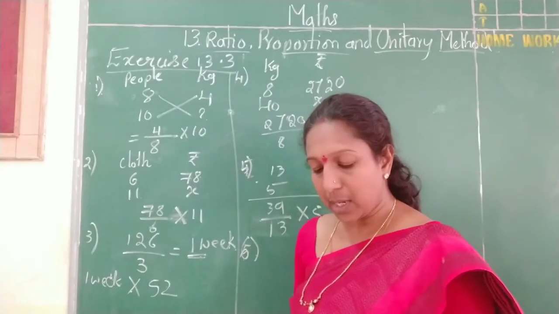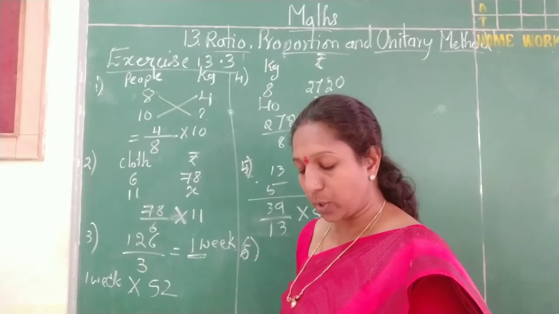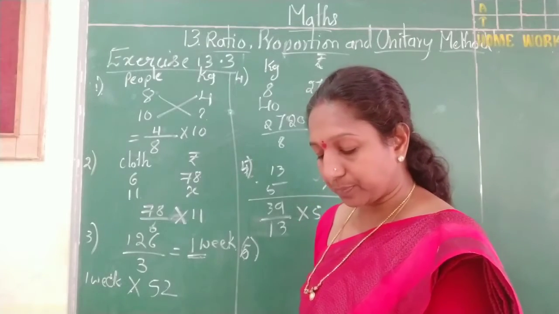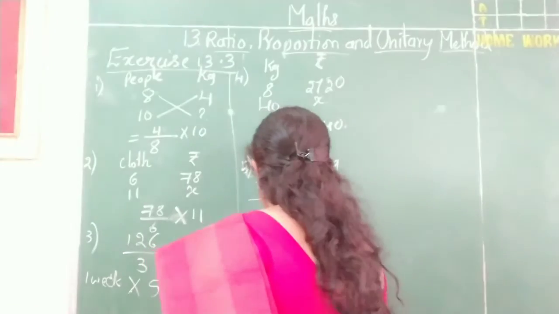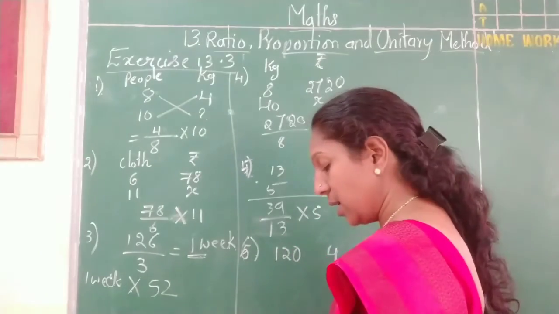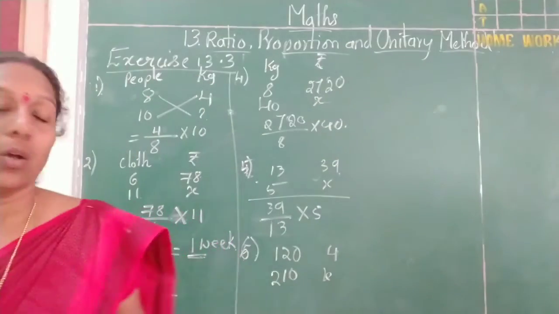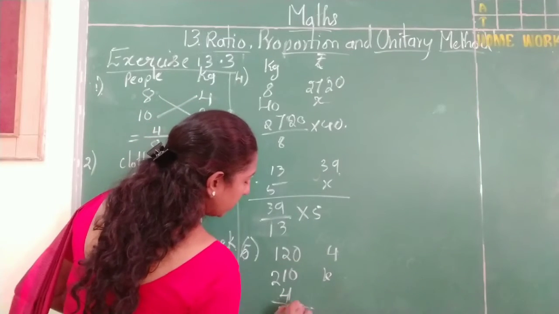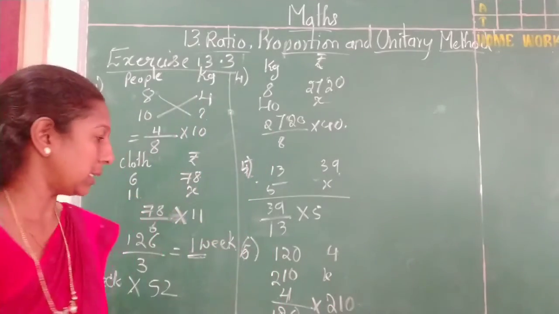120 washers are equally distributed and packed in 4 boxes. How many boxes would be needed to pack 210 washers? So here they have given that 120 washers are equally distributed in the 4 boxes. But here 210 washers are there. Then how many? Okay, so this one, 4 divided by 120 into 210. If you do, you will get the answer.